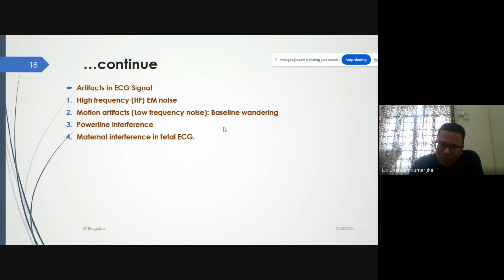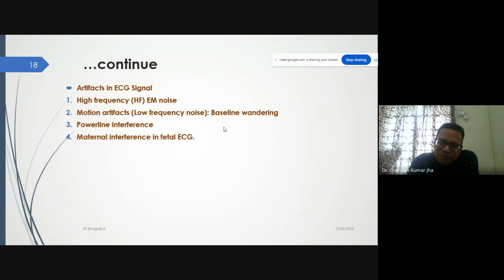After that, the third kind of noise or artifact is the power line interference. Due to the power line, certain interference is introduced in the ECG, which is called power line interference. It usually generates a 50 hertz peak in India, because the power line frequency is 50 hertz. So it generates either the 50 hertz or the harmonics related to it. To remove the power line interference, we employ techniques like comb filtering to remove the 50 hertz as well as its harmonics.